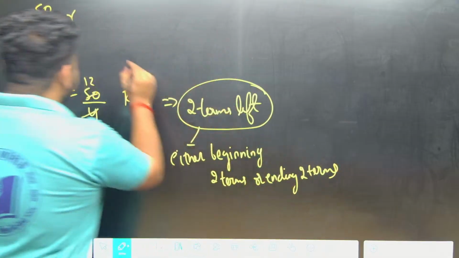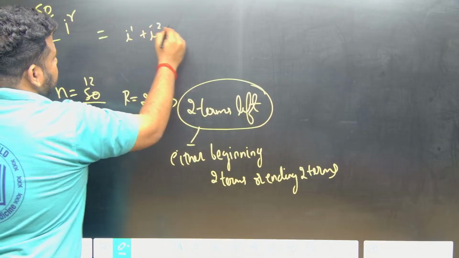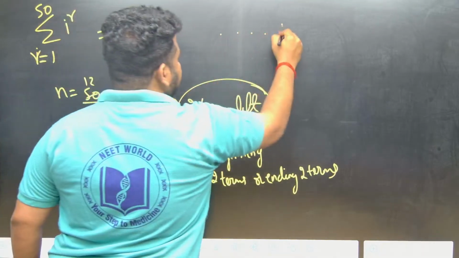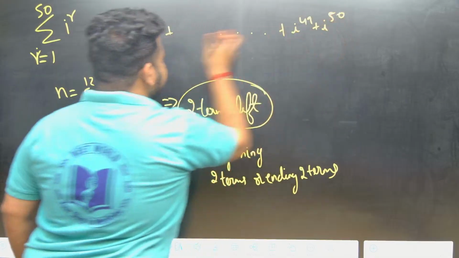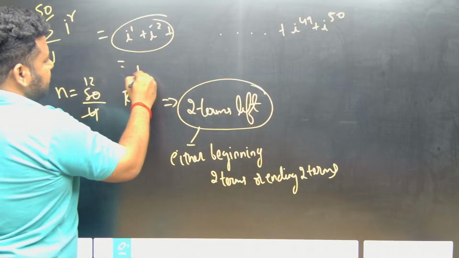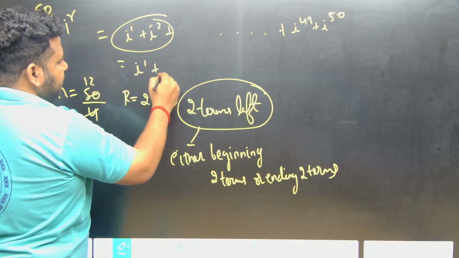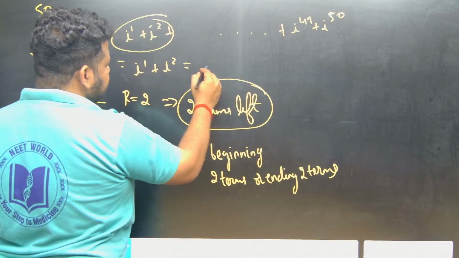That means, what I mean to say is, the beginning 2 terms are i^1 plus i^2. The ending 2 terms can be i^49, i^50. So out of these, you take any of the 2. I will take these 2 and find out the value: i^1 plus i^2. What is the value I will get? i is what? I will write it as i itself.